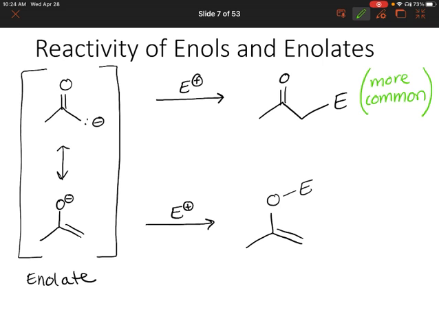So in the next few lectures, we're going to specifically look at the top reaction where carbon attacks an electrophile and we end up with an electrophile adding to that carbon. So we'll also talk about the types of bases we can use to form enolates, and we'll go from there.